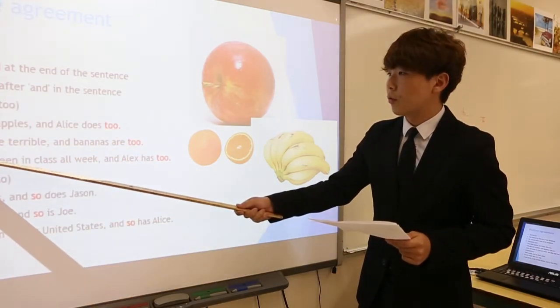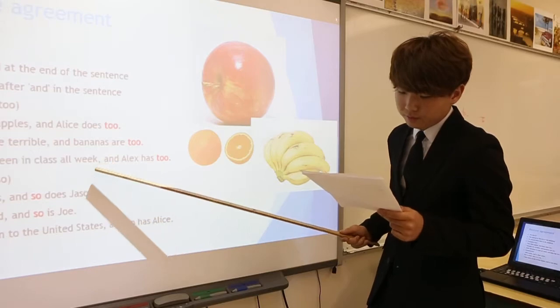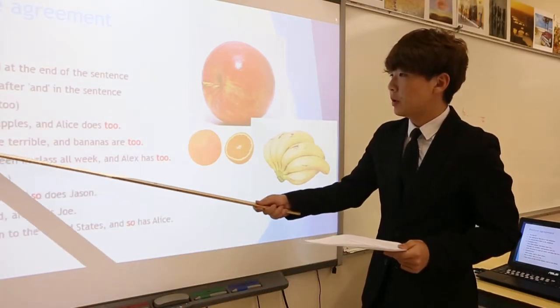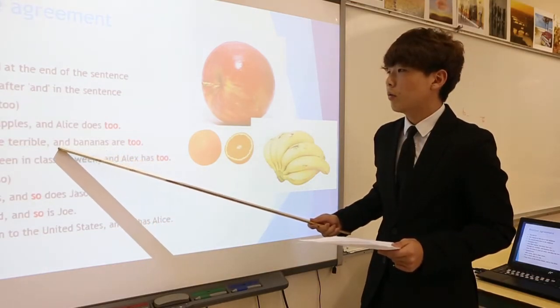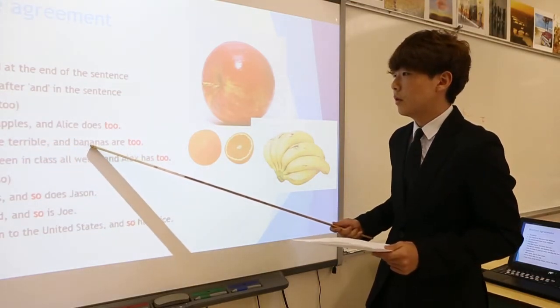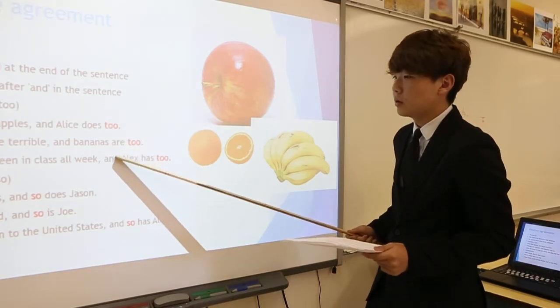Also, in this sentence, oranges are terrible and bananas are too. The verb is a be verb here, so I repeat the be verb in the second sentence too. Also, I use and to connect two sentences and use too to make an agreement.